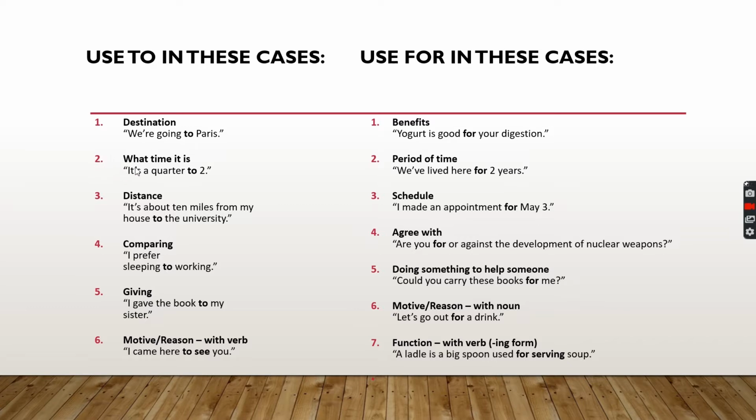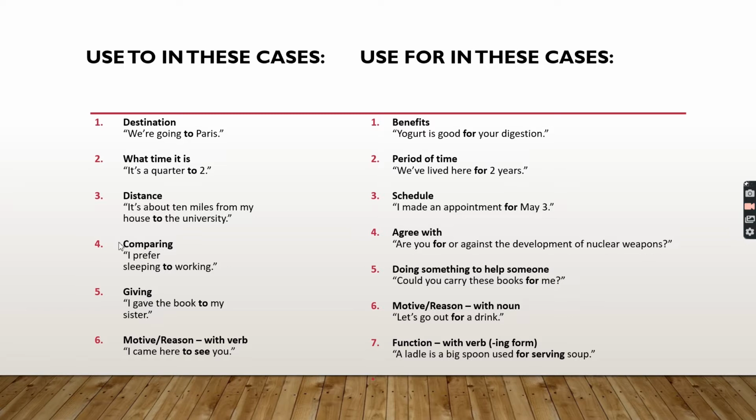Looking at our second one, what time it is. It is 1:45. So the second usage is when you talk about time and when you're telling someone the time, you use this structure. It's 1:45. Looking at the third one, which is about distance. It's about 10 miles from my house to the university. In terms of distance, how long is the distance from my house to yours? Whenever you're talking about that, you will again use your to. So it's about 10 miles from my house to the university.